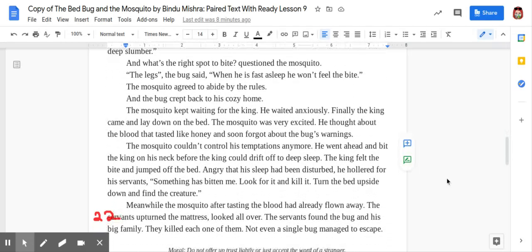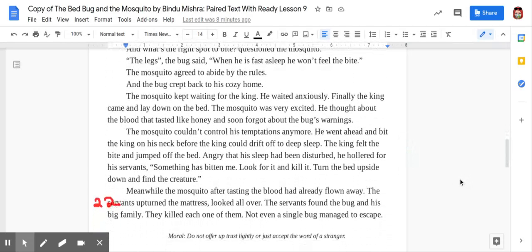The mosquito kept waiting for the king. He waited anxiously. Finally, the king came and lay down on the bed. The mosquito was excited. He thought about the blood that tasted like honey and soon forgot about the bug's warnings. The mosquito couldn't control his temptations anymore. He went ahead and bit the king on the neck before the king could drift off to deep sleep. The king felt the bite and jumped off the bed, angry that his sleep had been disturbed.